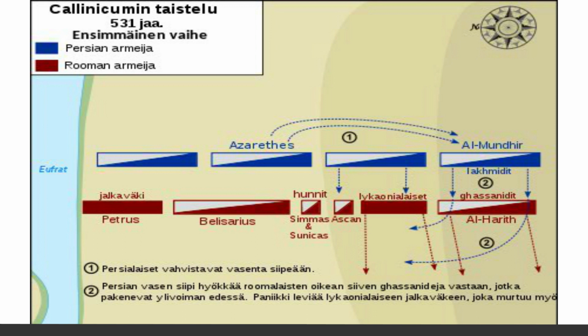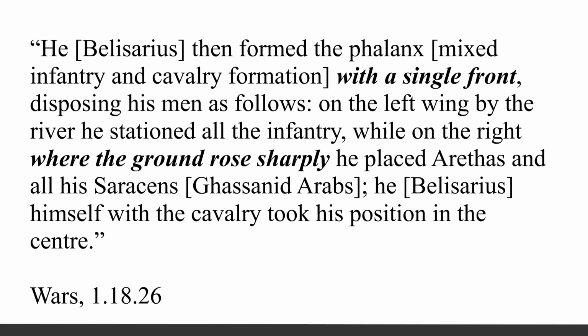This is due to a reading of Procopius, Book 1, Chapter 18, line 26. Quote, "He, Belisarius, then formed the phalanx," meaning mixed infantry and cavalry formation, "with a single front, disposing his men as follows. On the left wing by the river, he stationed all the infantry, while on the right, where the ground rose sharply, he placed Arethas and all his Saracens," Ghassanid Arabs. "He," Belisarius again, "himself, with all the cavalry, took his position in the centre."